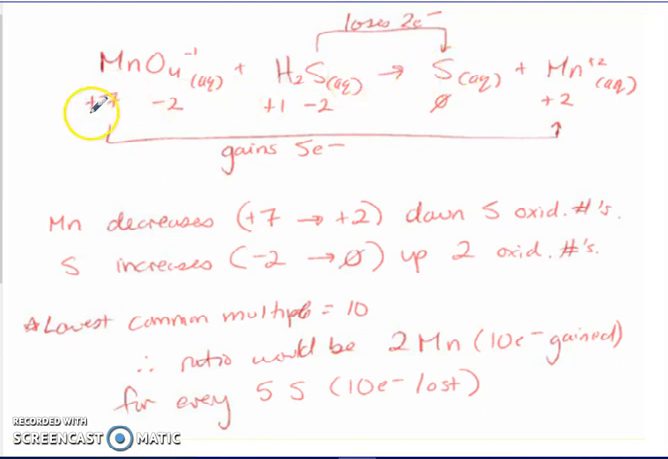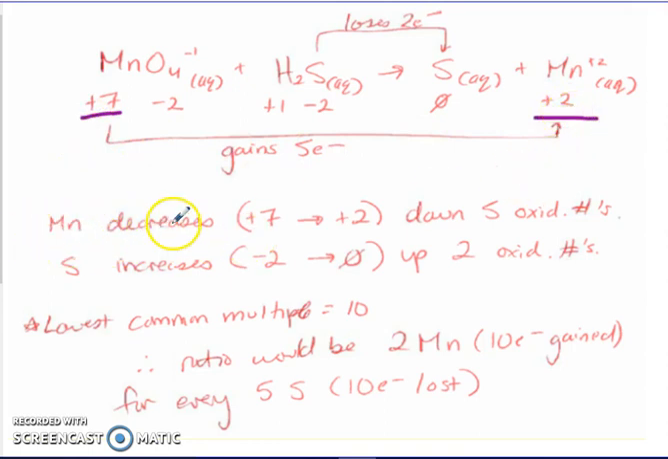So if we take a look at the change in numbers, we have here manganese that's going from +7 down to +2. So manganese is gaining 5 electrons here. All right, so it's doing our reduction. All right, so here's our little summary.